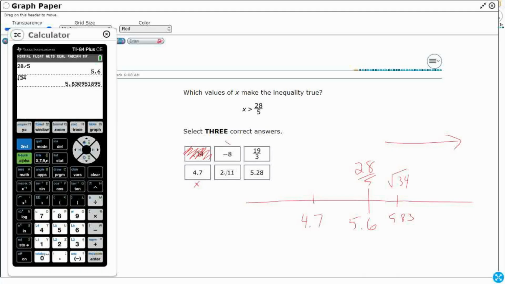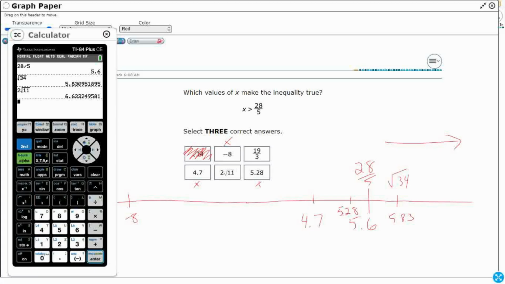Look at this negative 8. This is a positive 5.6, so negative 8 is going to be way over here, maybe even farther than that if we're wanting to make it proportional. And then, look, I could tell you this 5.28, I don't even need to calculate it. That's going to be a little bit too small because we need something that's greater than 5.6. So I'm thinking it's going to be that 2 square root of 11. At least I hope so, because there needs to be 3 answers.